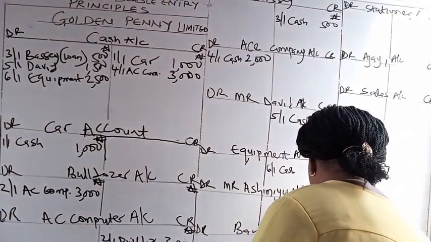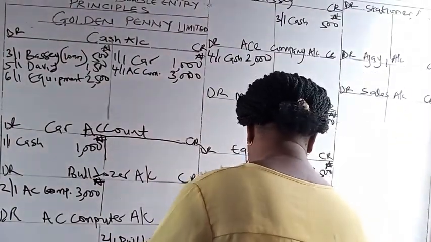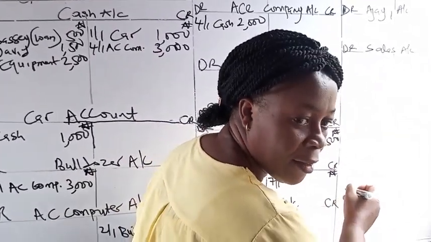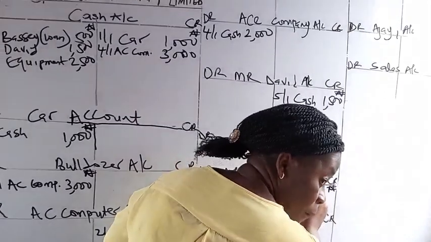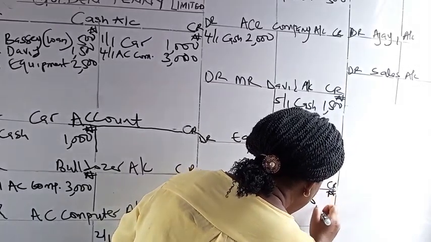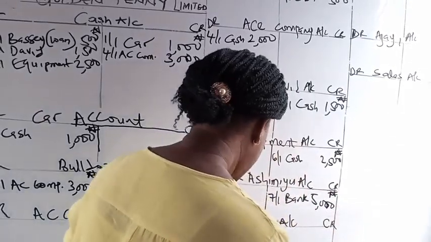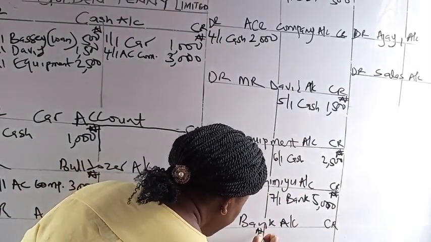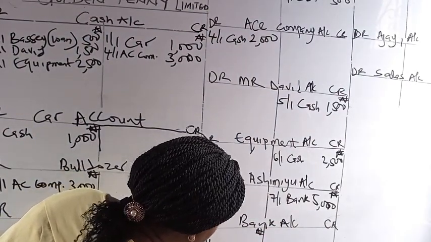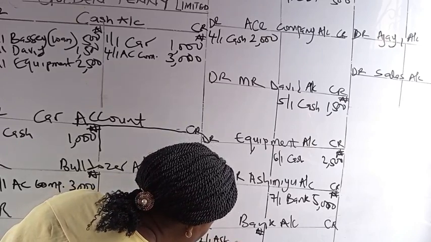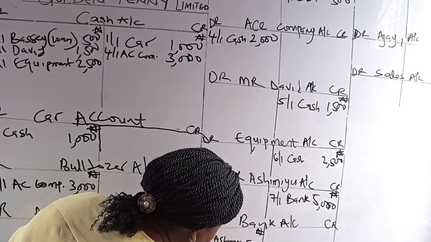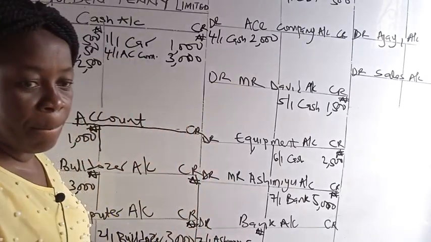So Mr. Ashimiu's account will be credited. 7-1 bank, 5,000 naira. Then the bank account will be debited because the transaction led to increase in the money at the bank. Ashimiu, 5,000 naira.